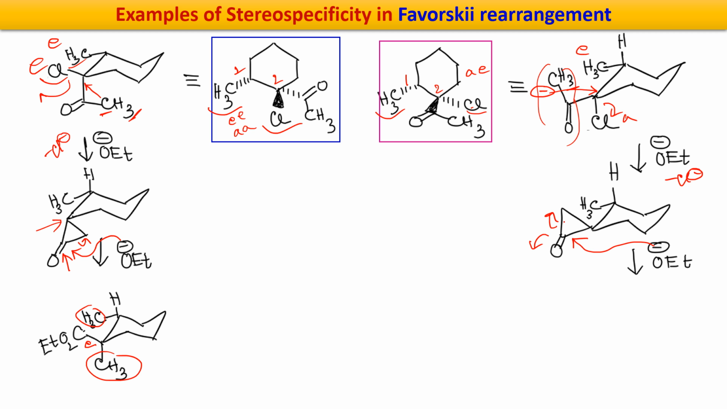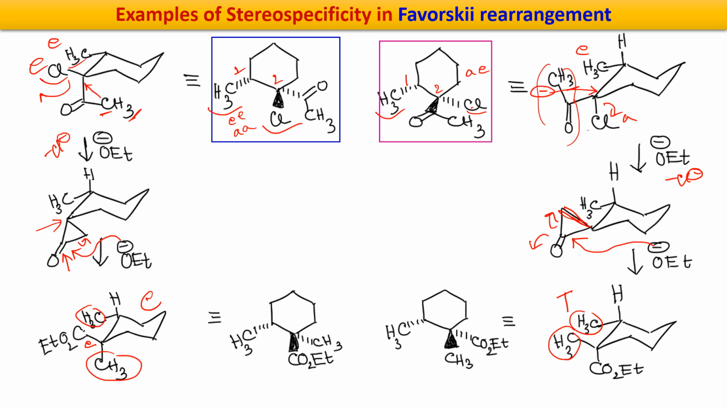Now look at this, when negative charge will be generated here, this will be your final methyl group, right? So in this case, these two groups, both are equatorial. So in the previous case, equatorial and axial, that means these two groups will be cis finally in the product, and in this case these two groups will be trans. This is cis, this is trans. Okay, so see how stereospecificity we are getting.